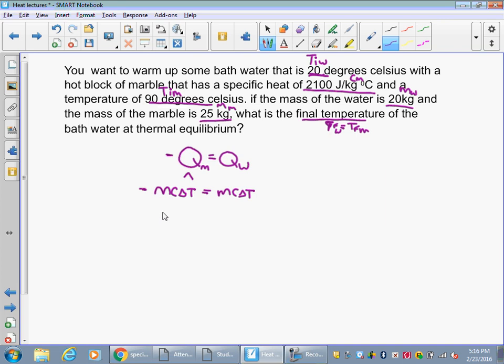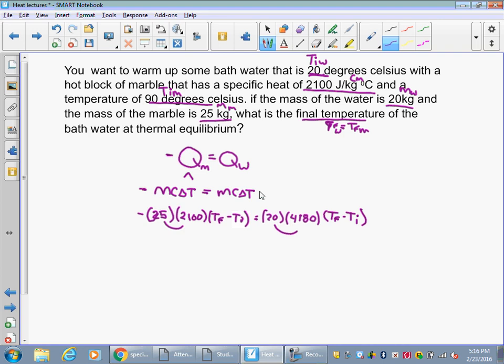Okay, so my mass of marble is 25 kilograms. My specific heat of marble is 2100. My change in temperature is T final minus T initial. You don't know that, right? My mass of water is 20 kilograms. My C of water is 4180, just like from the other problem. My change in temperature is T final minus T initial. Okay, this is where it's going to get really messed up. So I'm going to multiply these together on both sides.